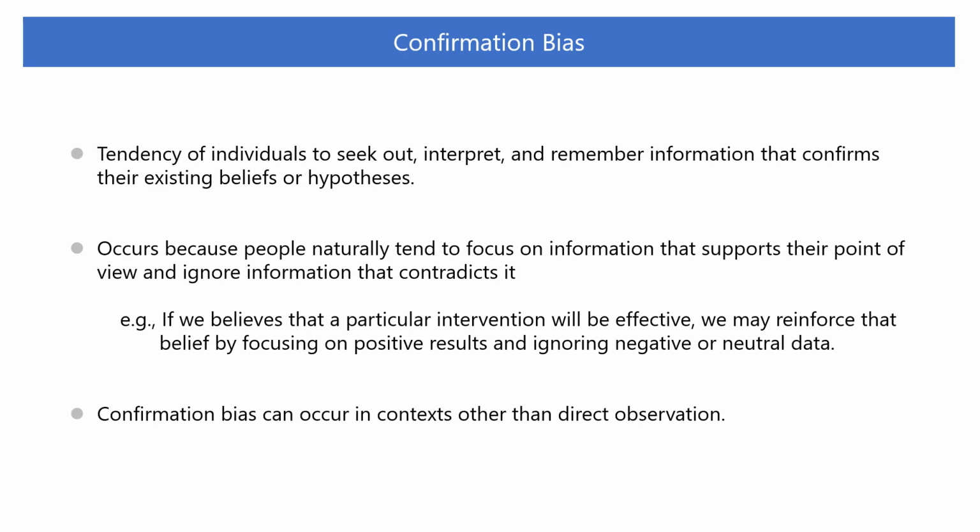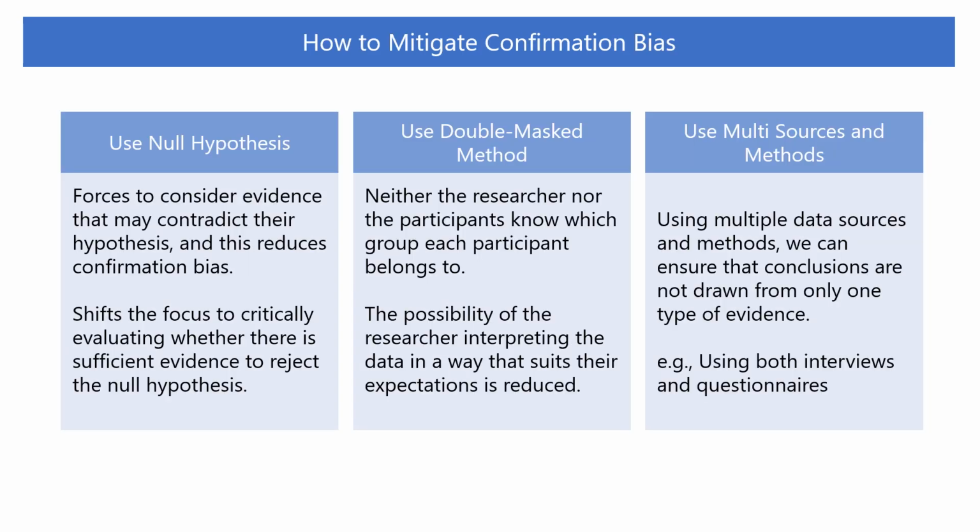Confirmation bias can occur in contexts other than direct observation, affecting how we seek and interpret information when reading newspapers or talking with our colleagues. There are several ways to reduce confirmation bias. The first is to use a null hypothesis.